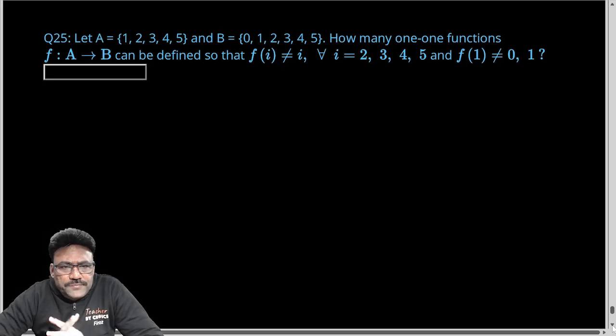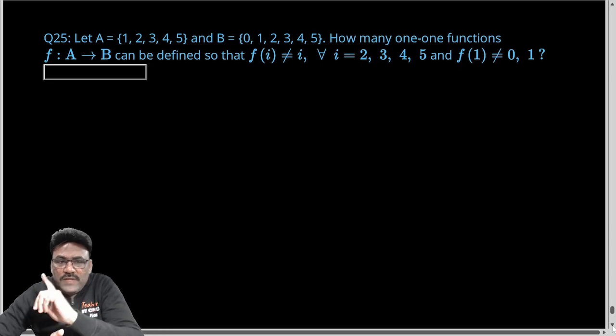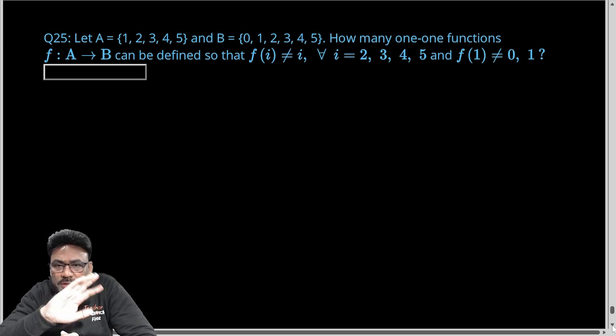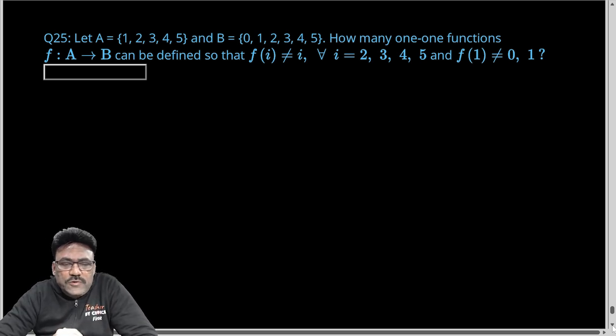See this question. A is equal to {1, 2, 3, 4, 5}. B is equal to {0, 1, 2, 3, 4, 5}. In A, you have only 5 elements and in B, you have 6 elements. How many one-one functions can we define from A to B so that f(i) is not equal to i, for i equal to 2, 3, 4, 5? Means f(2) should not be 2, f(3) should not be 3, f(4) should not be 4, f(5) should not be 5.